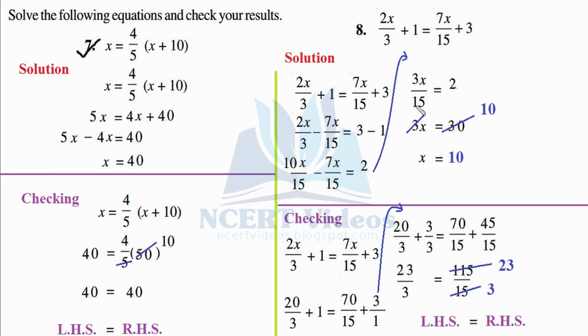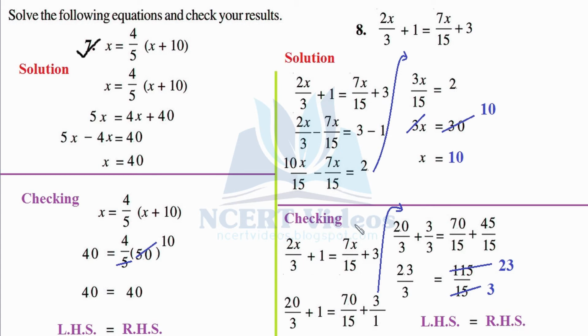Now we will transpose this 15 towards right hand side. Here it is getting divided up. When we will transpose, it will get multiplied up. So 3x as it is, equal as it is, 2 into 15 is 30. Cancelling opportunity, 1 3 is a 3, 10 3s are 30. We have separated x and its value came as 10.